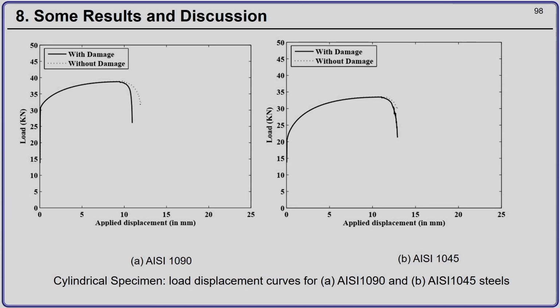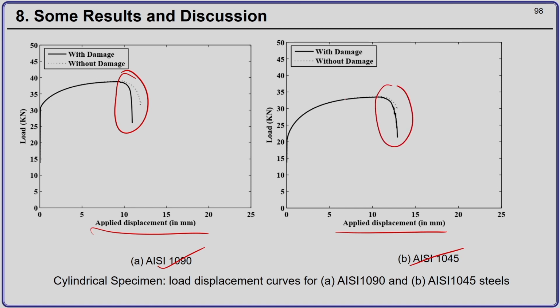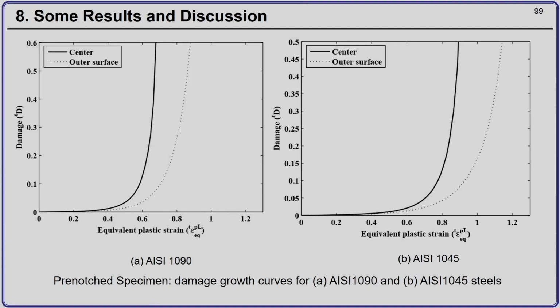Okay. Again, this is the load displacement graph for the 1090 and 1045, and you can see you have a sharp drop in the load once the necking starts and the damage reaches a very high value. Therefore, you need the arc length method here to solve these kinds of load displacement curves, because the tangent matrix will become singular. So, you need some arc length method.